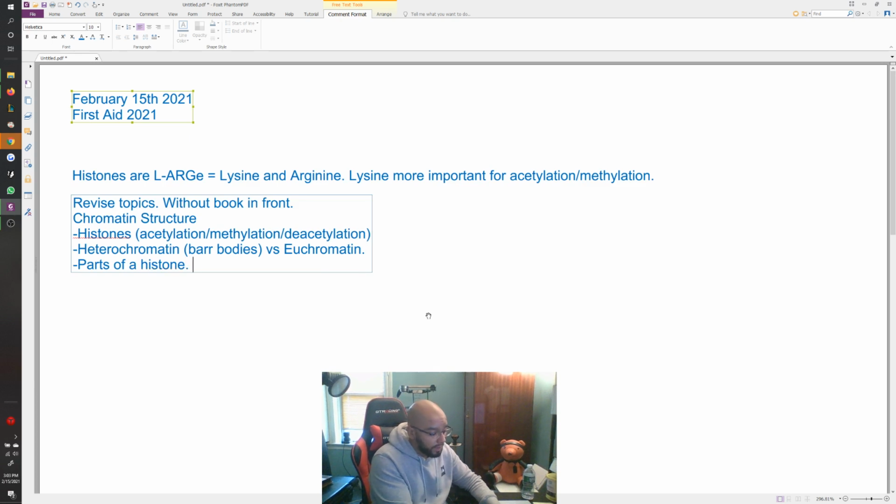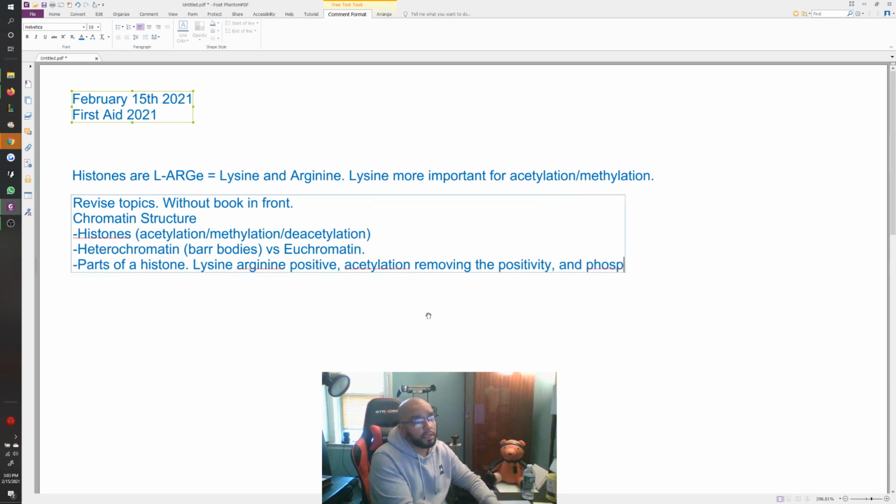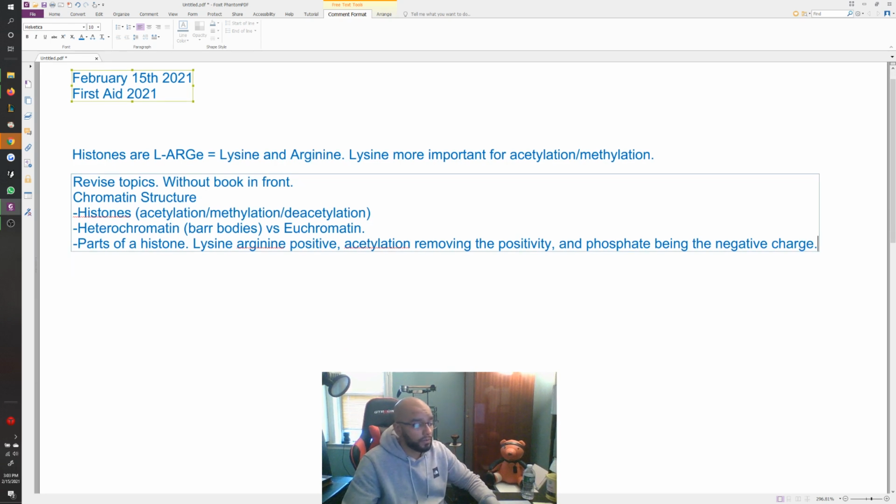Such as the lysine and arginine being positive, acetylation removing the positivity, and phosphate being the negative thing. Those are the key things we've talked about so far. Now on the next page we're looking at nucleotides. So nucleotides, this is your second topic. Topic number one was chromatin structure. Topic number two that we're looking at right now is your nucleotides.